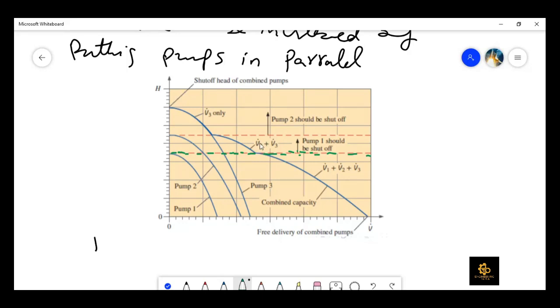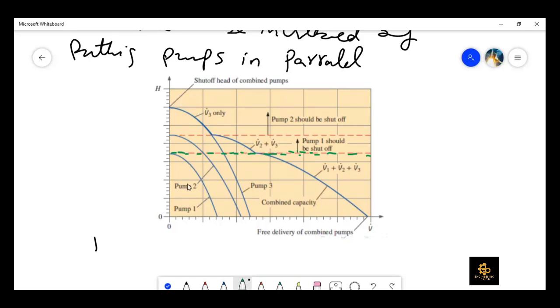And then similarly, if the net head at which the pumps are operating goes beyond the red line, which is this top line, then pump two should also be shut off, and only pump three would be functioning, but that is not desirable again. So in ideal conditions, the net head at which these pumps should be selected or operated should be below this green line, right? Otherwise, there is no point of installing these smaller pumps.